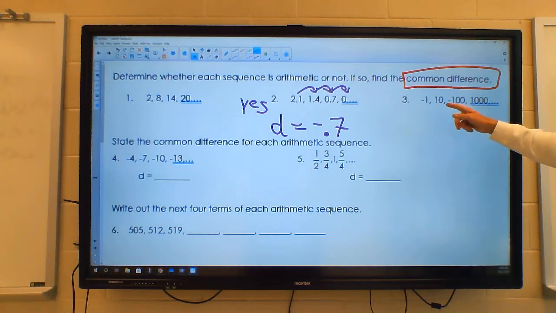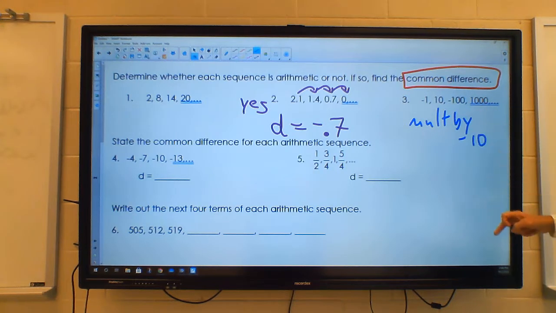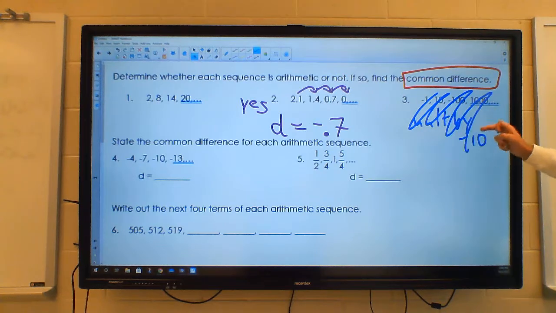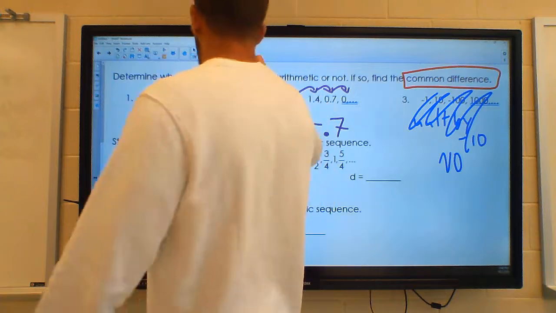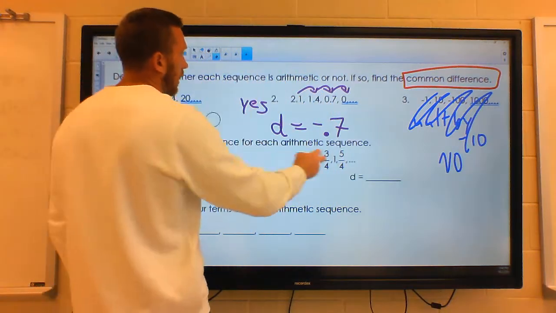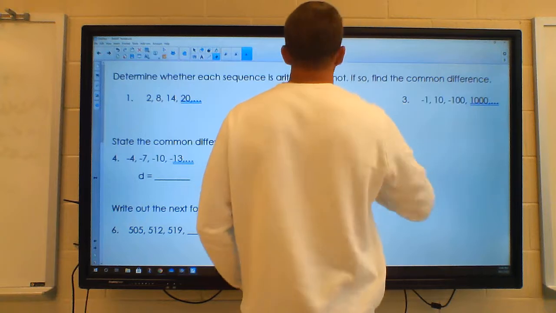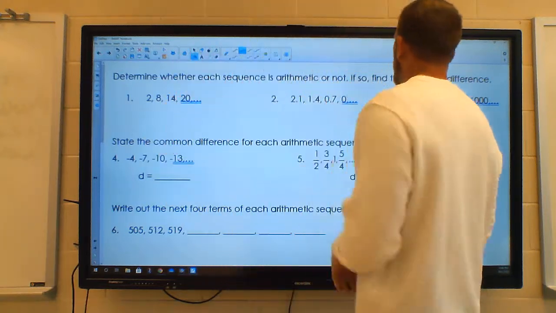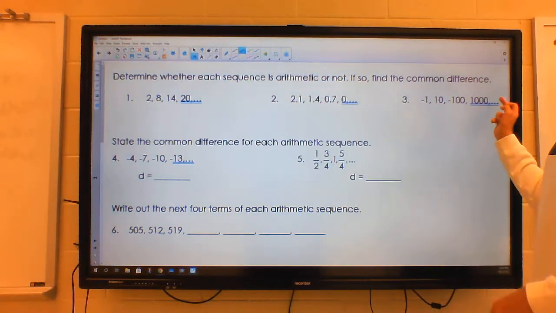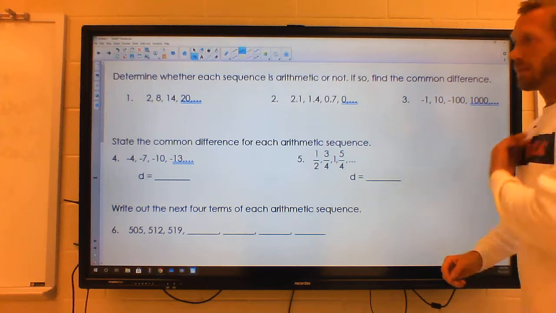All right, negative 1, 10, negative 100, 1,000. It looks like we are multiplying by negative 10 to get from term to term. That is not a common difference, so no, it is not arithmetic. In fact, in a couple units later from now, we will discuss geometric sequences, which is what that is, when we have a common multiplier or common ratio, okay? But this is not arithmetic because we did not add the same thing every time.